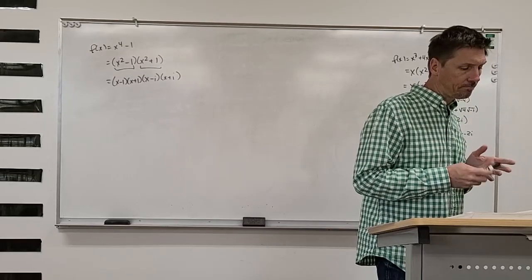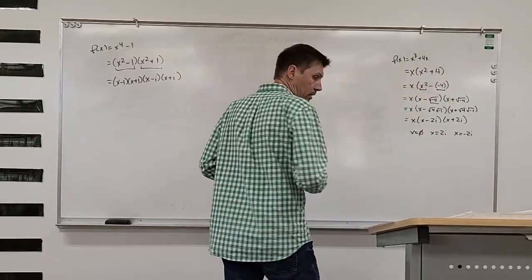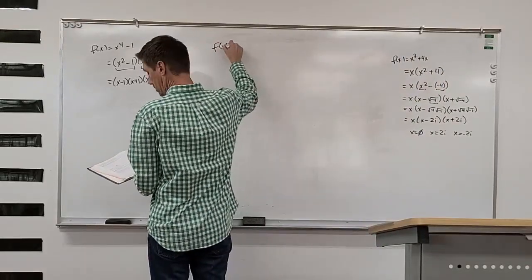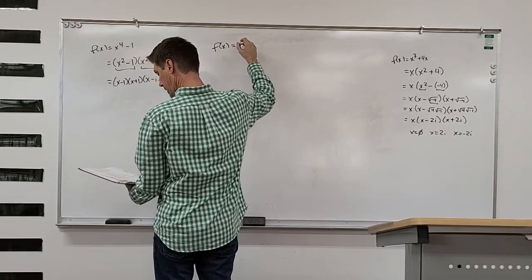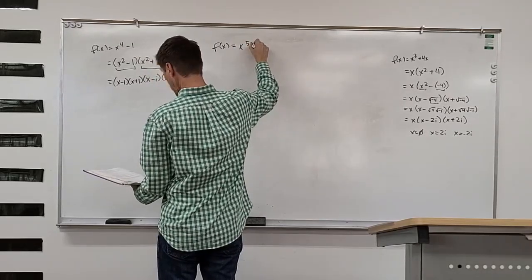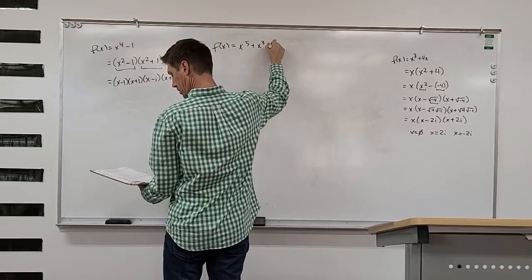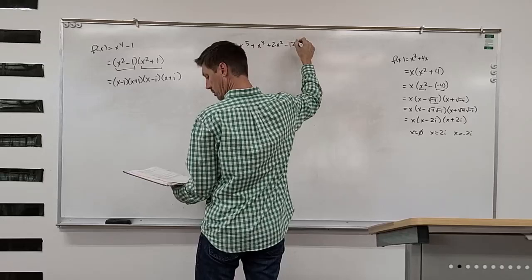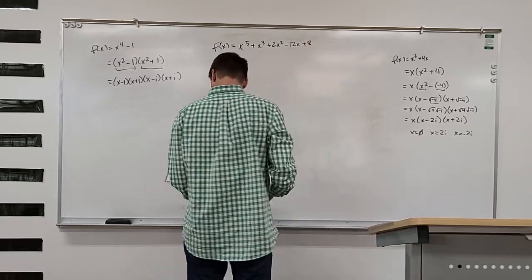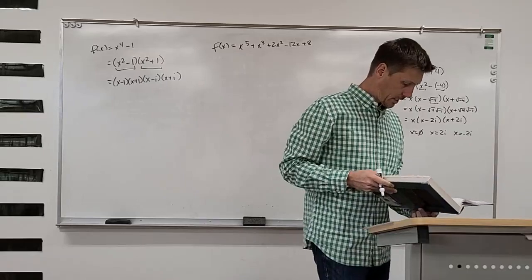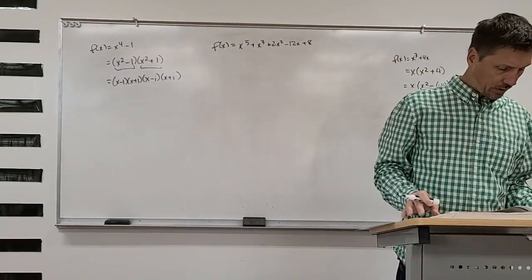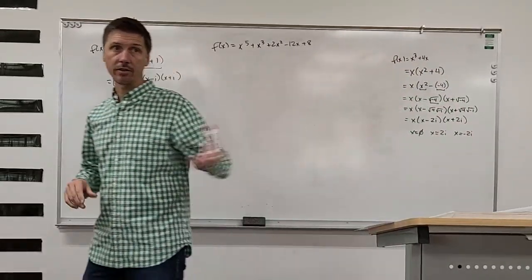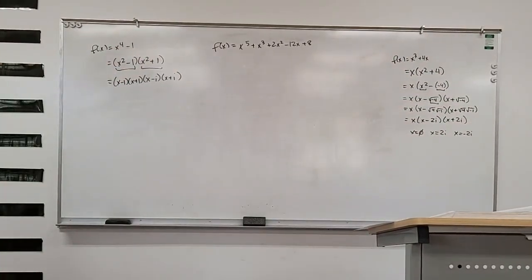So let's do example 3, which says f of x equals x to the 5th plus x cubed plus 2x squared minus 12x plus 8. And so the first thing that we do when we look at this is we punch it in our graphing calculator, and we get a graph that looks like what they show in the book there.